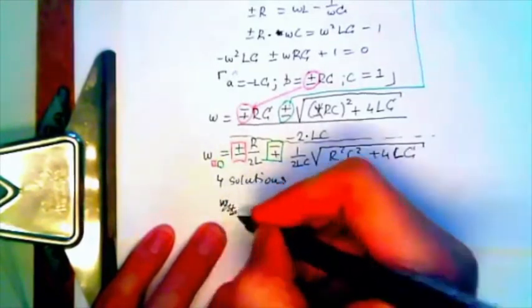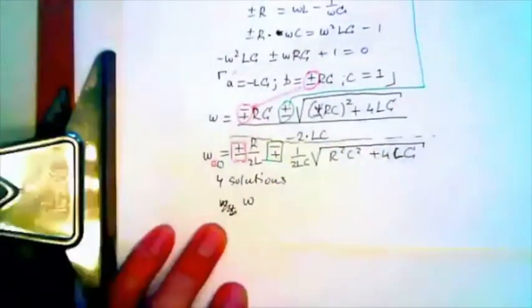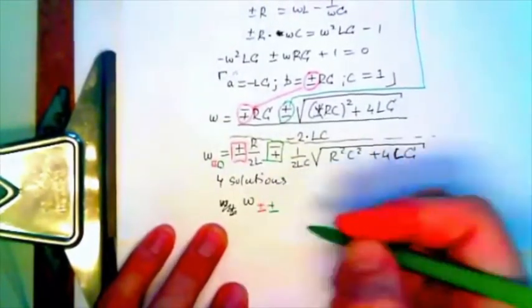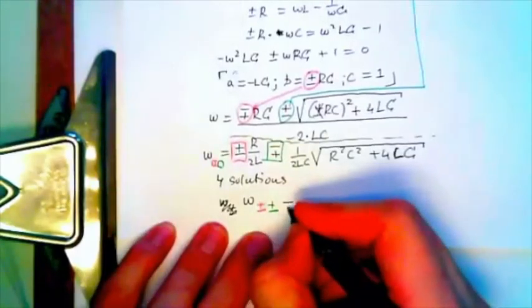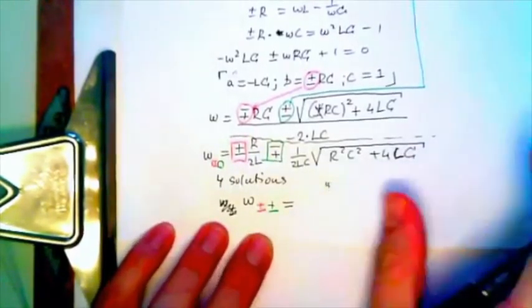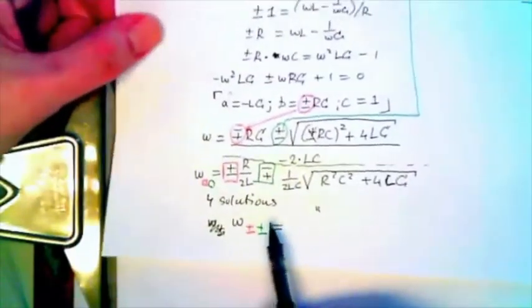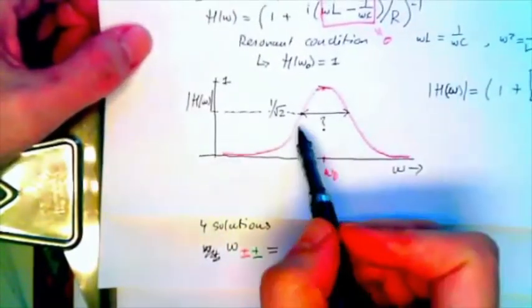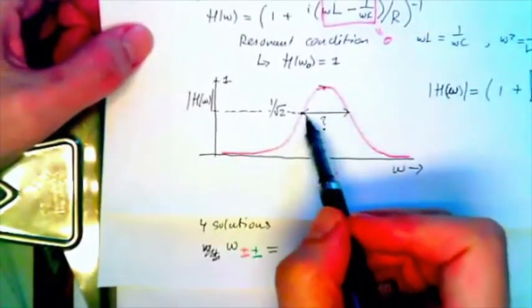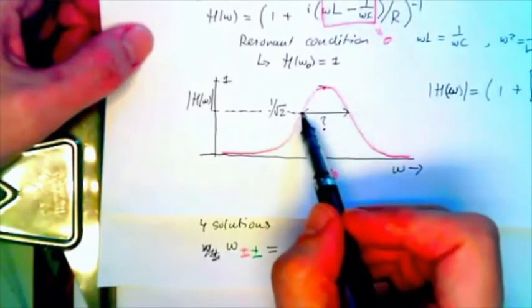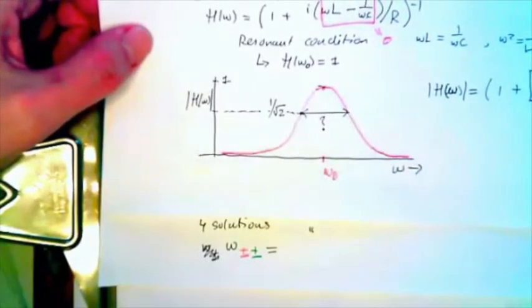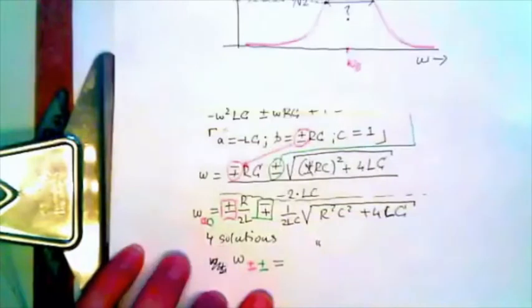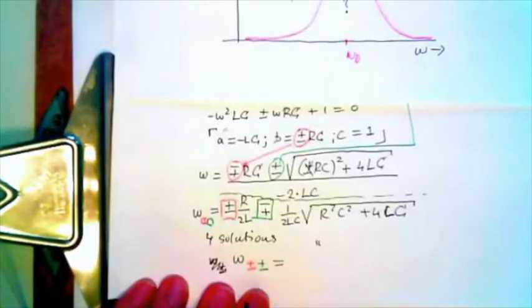Oops, I was going to use colors. Omega plus minus plus minus equals this thing. Okay. Now, there are 4 solutions. How can that be? Because we looked at this and we saw there's a peak, and the peak hits this 1 over root 2 on this side and 1 on that side. So how are we getting 2? Well, we're getting 2 because actually some of these are not allowed.